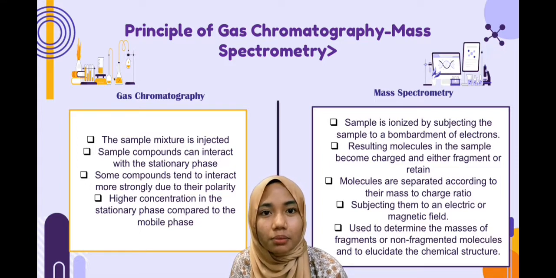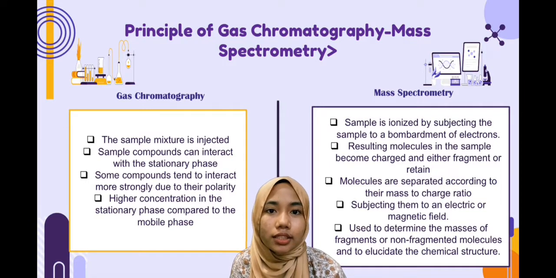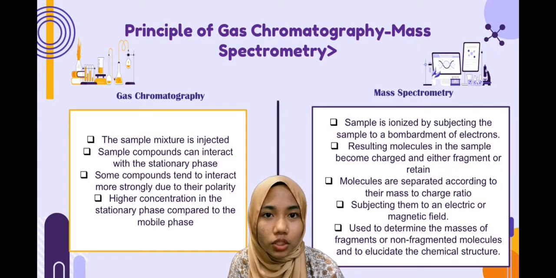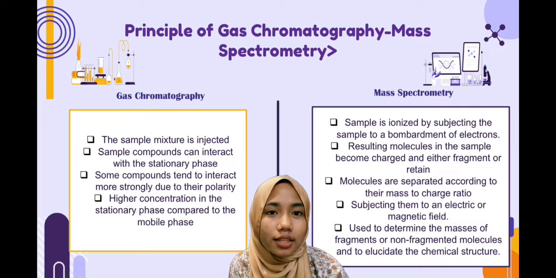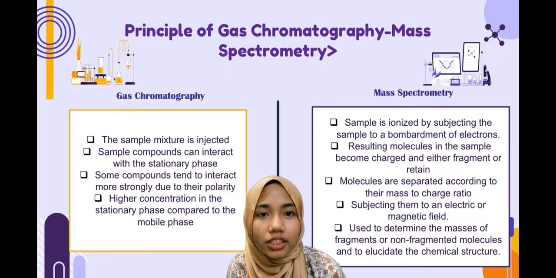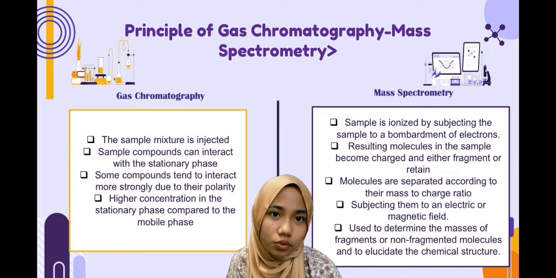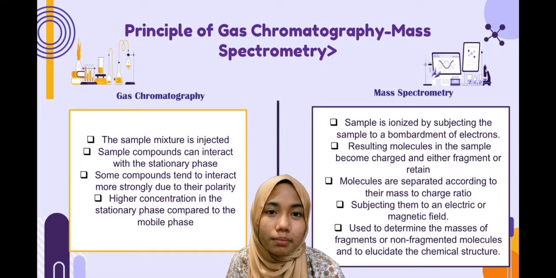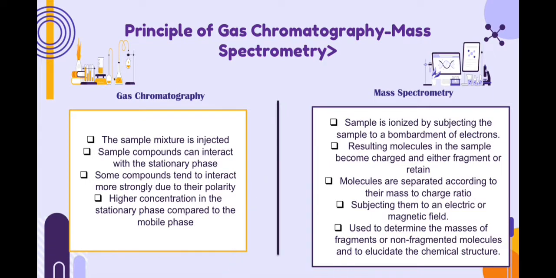This involves subjecting them to an electric or magnetic field and calculating the deflected path of the charged molecule to a detector. The resulting spectrum is the signal intensity of detected ions as a function of the mass to charge ratio. It is used to determine the masses of fragment or non-fragmented molecules and to elucidate the chemical structure.